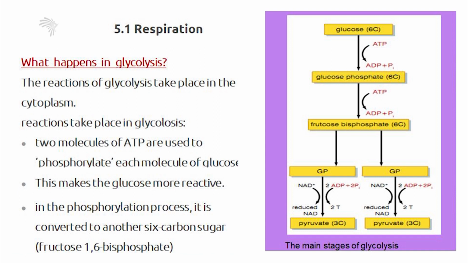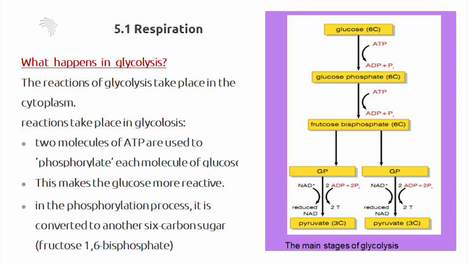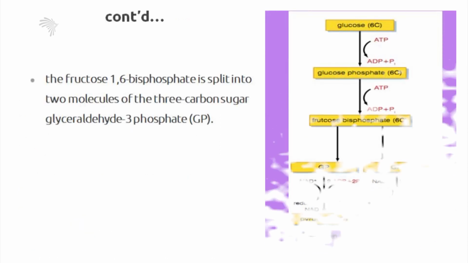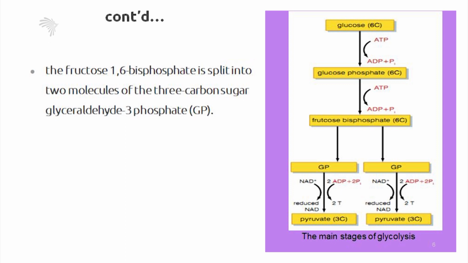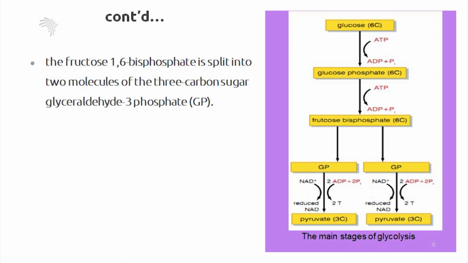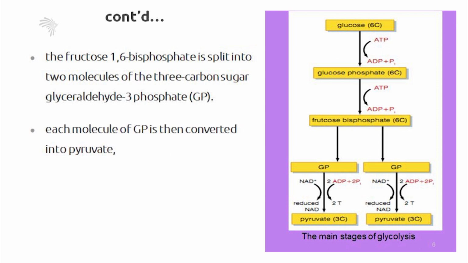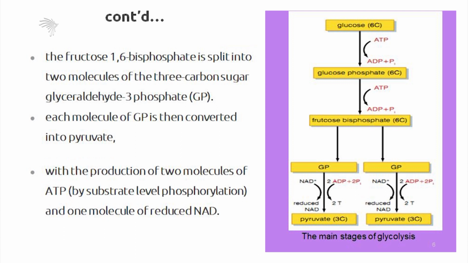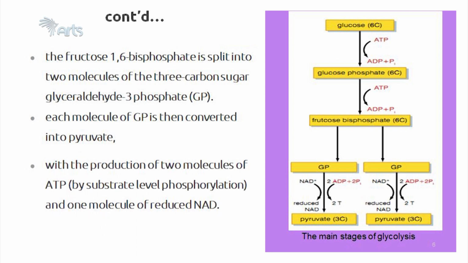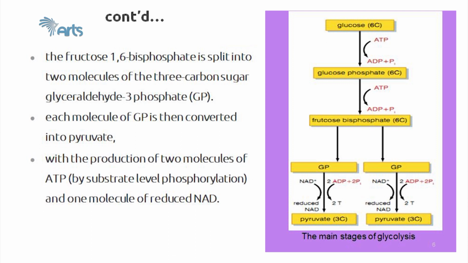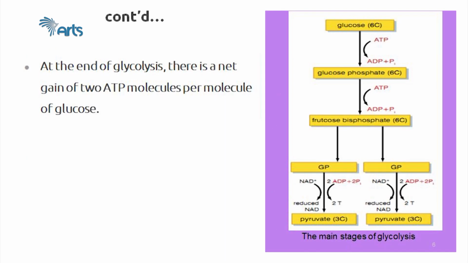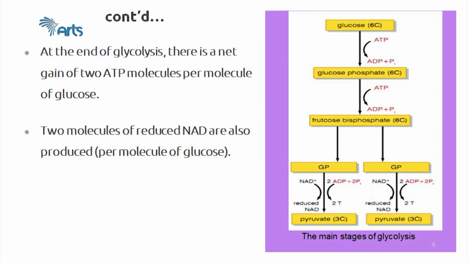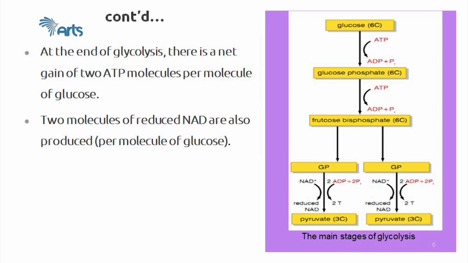In the phosphorylation process, it is converted to another 6-carbon sugar, that is fructose 1,6-bisphosphate. The fructose 1,6-bisphosphate is split into two molecules of 3-carbon sugar, glyceraldehyde 3-phosphate, GP. Each molecule of GP is then converted to pyruvate, with the production of two molecules of ATP by substrate level phosphorylation and one molecule of reduced NAD. At the end of glycolysis, there is a net gain of two ATP molecules per molecule of glucose. Two molecules of reduced NAD are also produced per molecule of glucose.